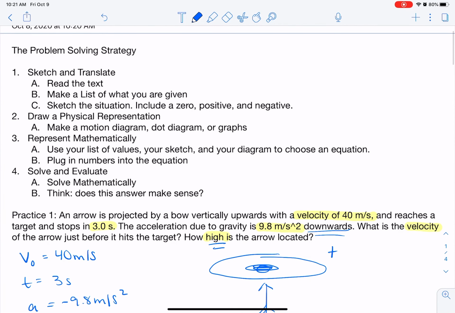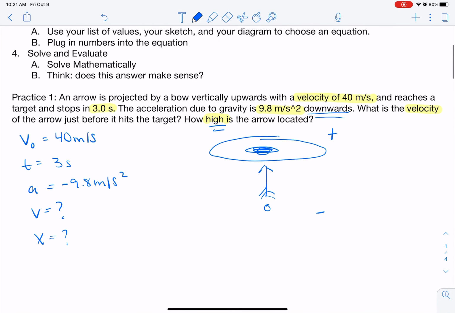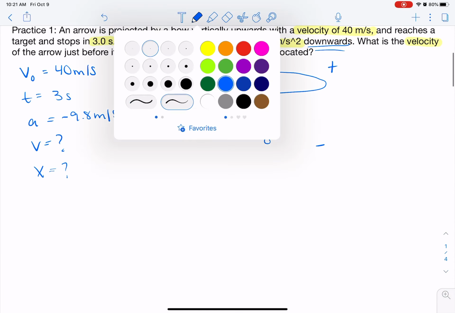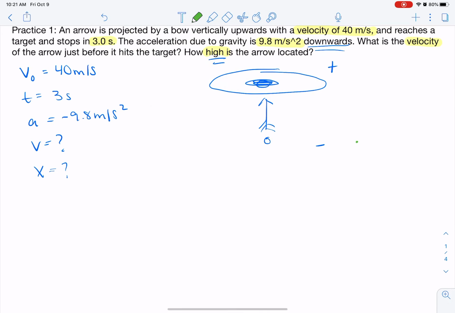My second step is to draw a physical representation: make a motion diagram, dot diagram, or graph. I'm going to make a dot diagram. Actually, let's do a motion diagram. I know it's going to be slowing down because it comes to a stop, so my dots should get closer together. Let's make this my 0. Again, this is positive, this is negative.